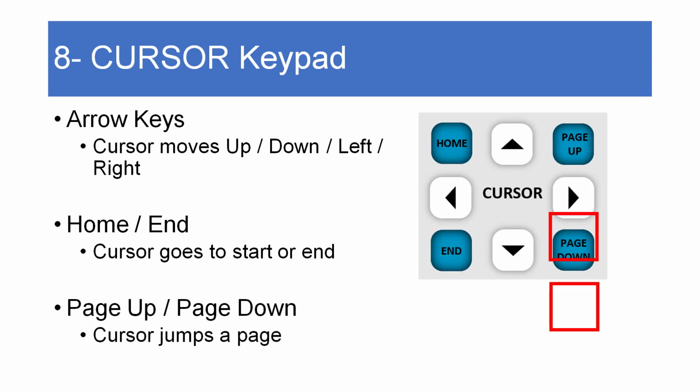The blue page up and page down keys allow the cursor to jump 1 page per press of the key. This is another quick way to move down a long program or table. Notice that no data transfer happens with these keys, only the cursor position is changed.